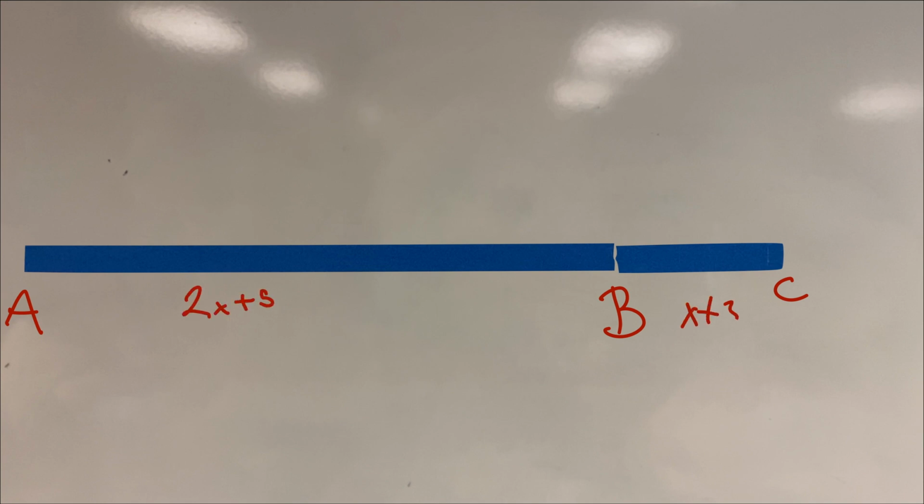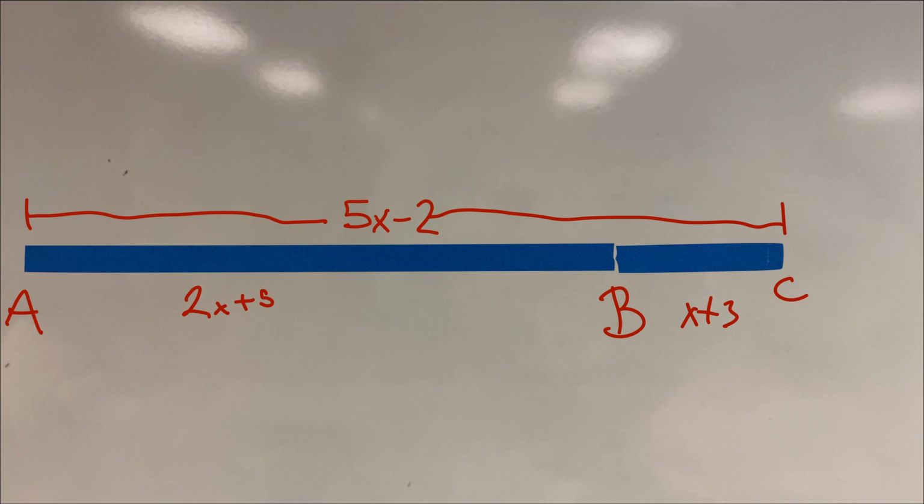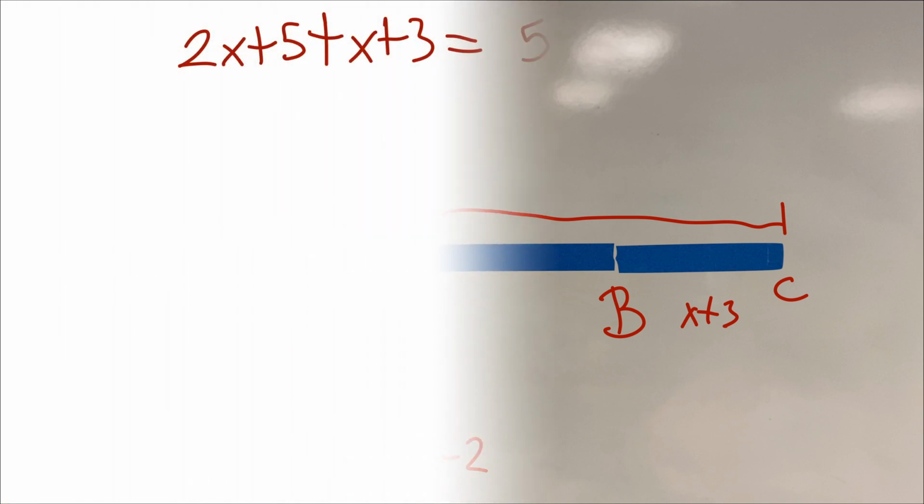All right, now let's try this one right here. In this case, I know AB is 2x plus 5, BC is x plus 3, and AC is 5x minus 2. It's time for some algebra, but before that we have to remember AB plus BC equals AC. Let's just plug them in. 2x plus 5, x plus 3, and then equals 5x minus 2.